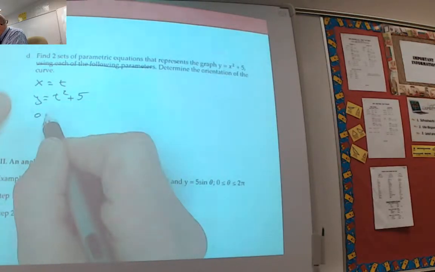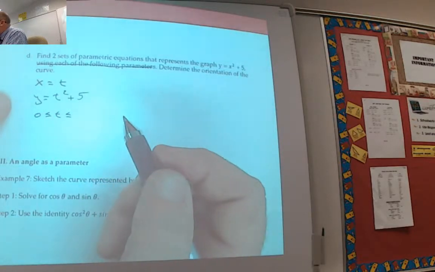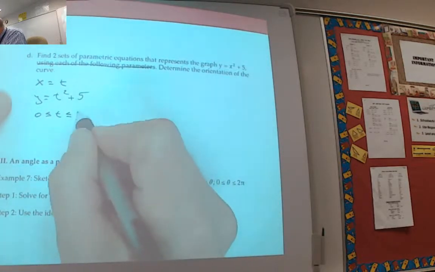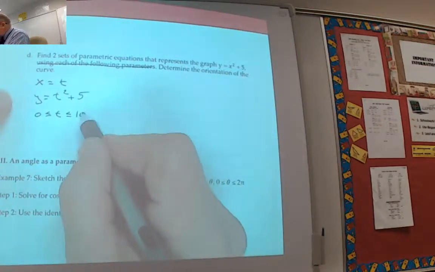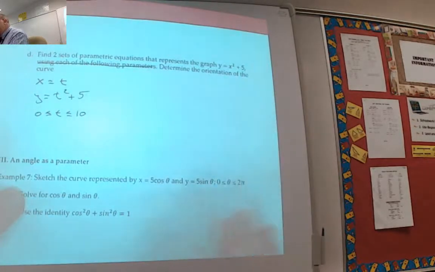0 to what? All I heard was 0, and then I heard the pencil sharpen. 10. Okay. Does it matter what the range is? At this point, no. Okay. So can we make it as small or as large as we want?